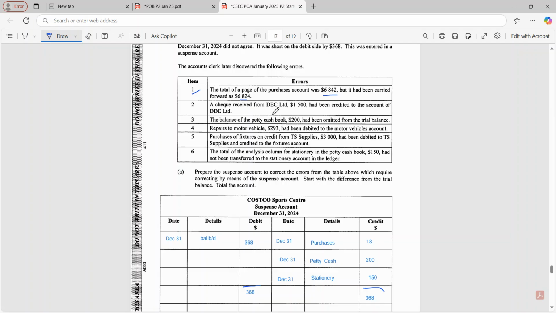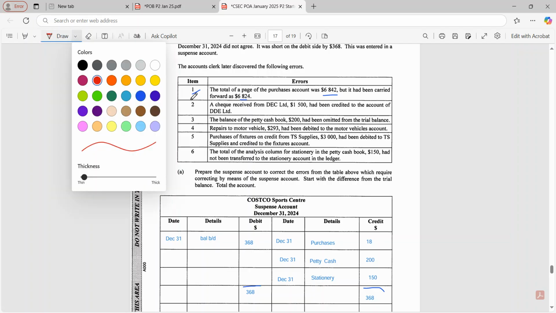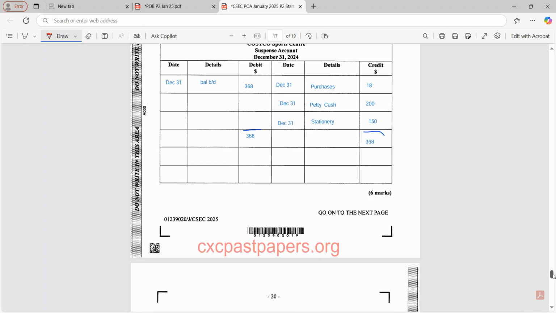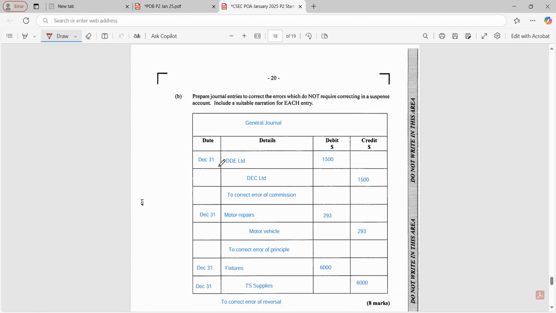So that means that this transaction will not go in our suspense account, being that we have places to put both the debit and the credit. So this goes in our general journal. Let's look in our general journal. So as I said, we have to debit DDE account, which is where we put the transaction in the first place. When we debit, it's going to cancel it out.